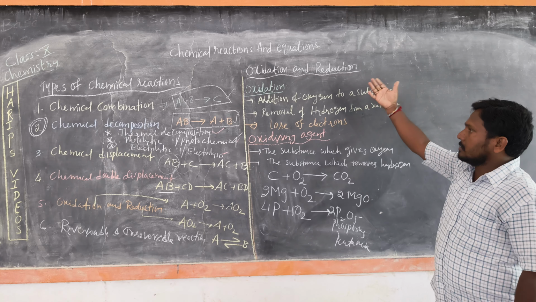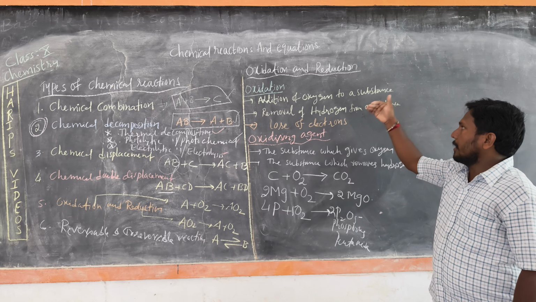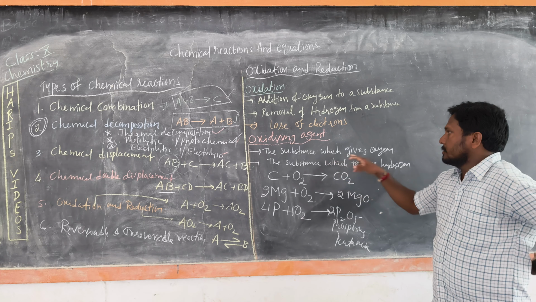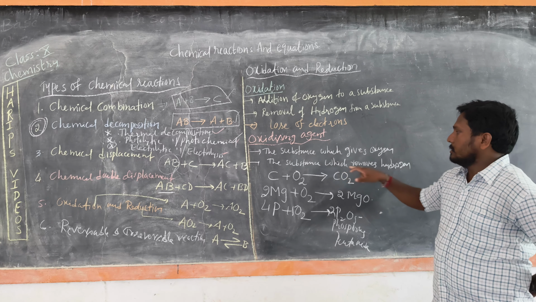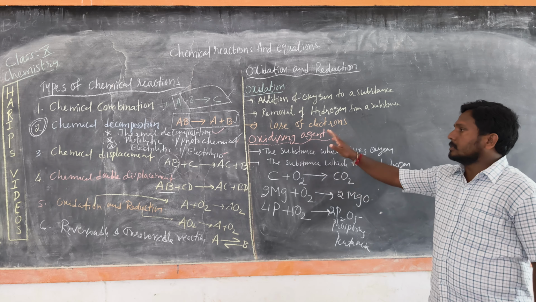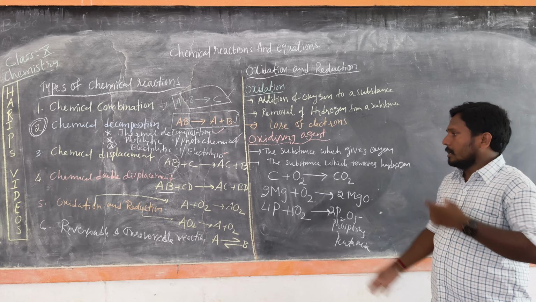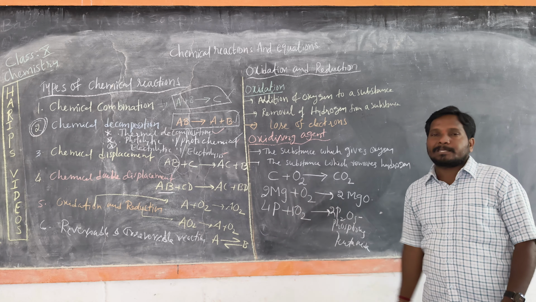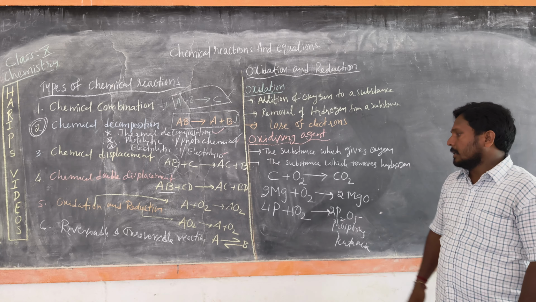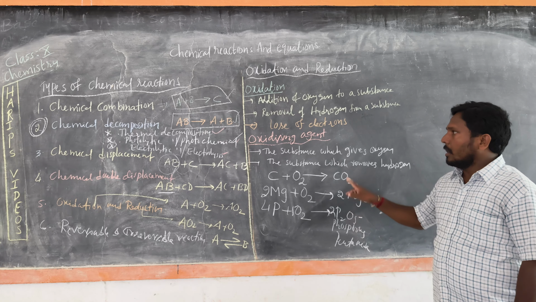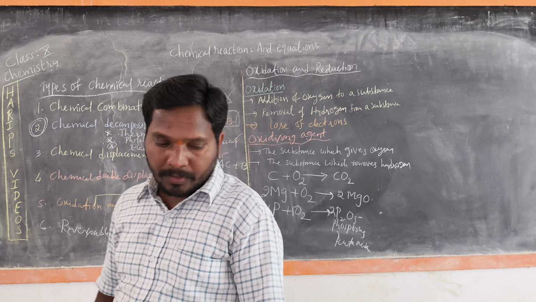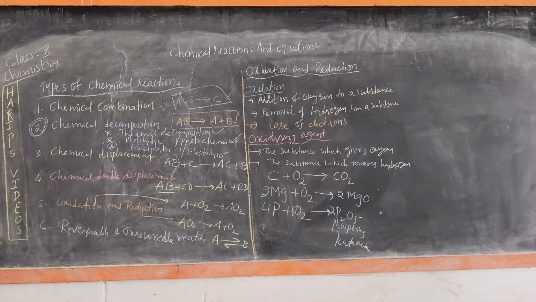So addition of oxygen to a substance or removal of hydrogen from the substance is called oxidation. The substance which gives oxygen, or the substance which removes hydrogen, is called an oxidizing agent. Burning of coal, burning of magnesium, and burning of phosphorus are examples of oxidation. So next we will discuss reduction.